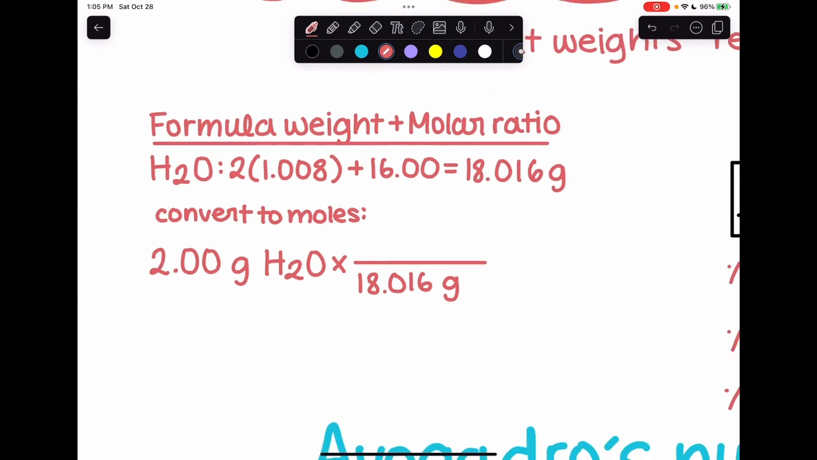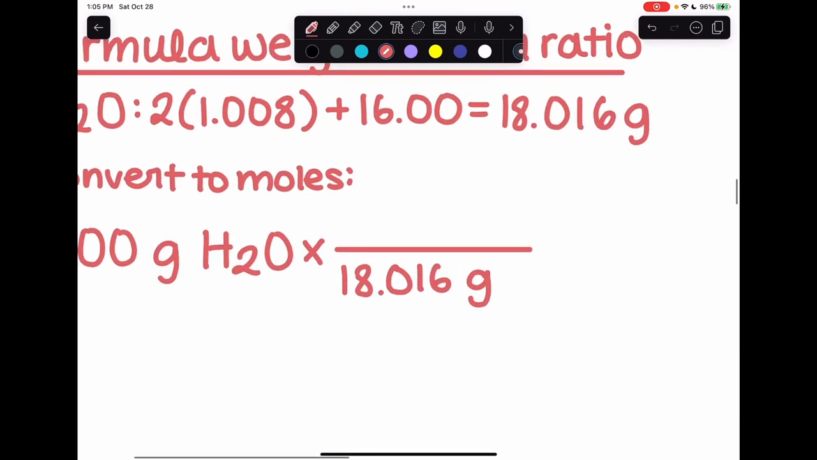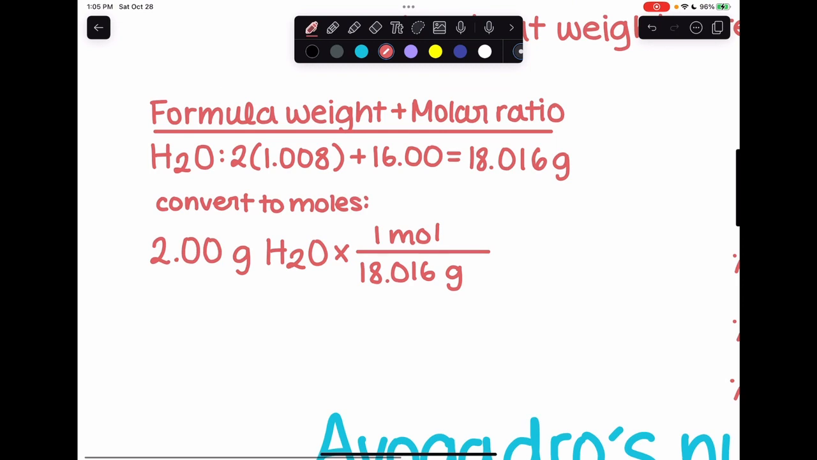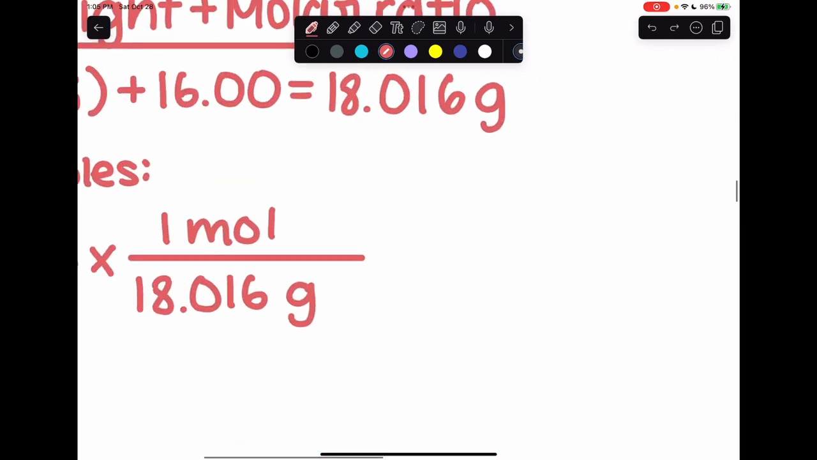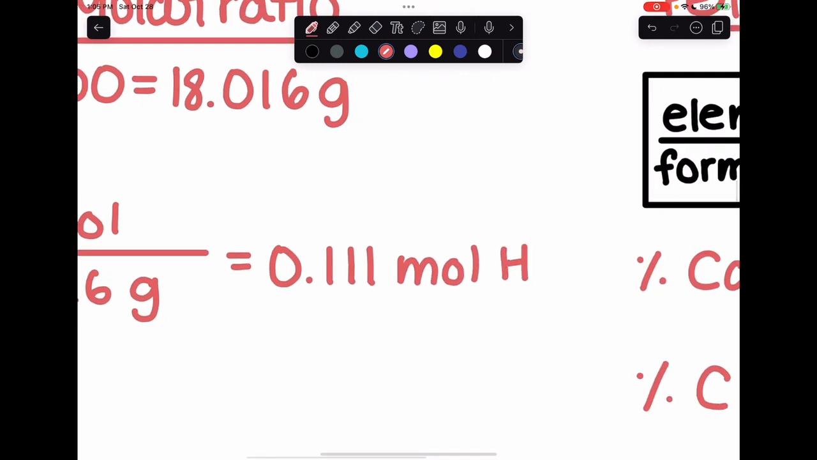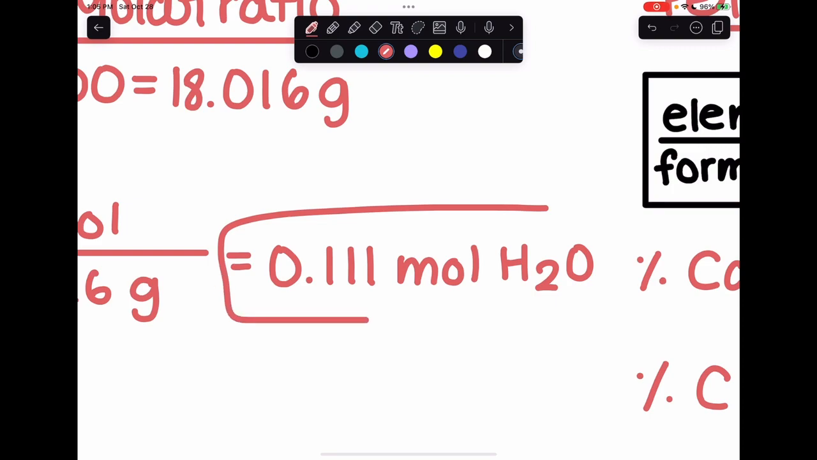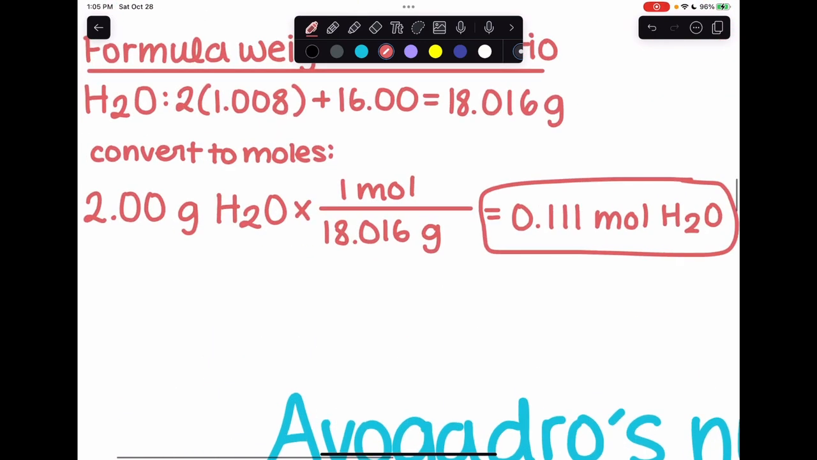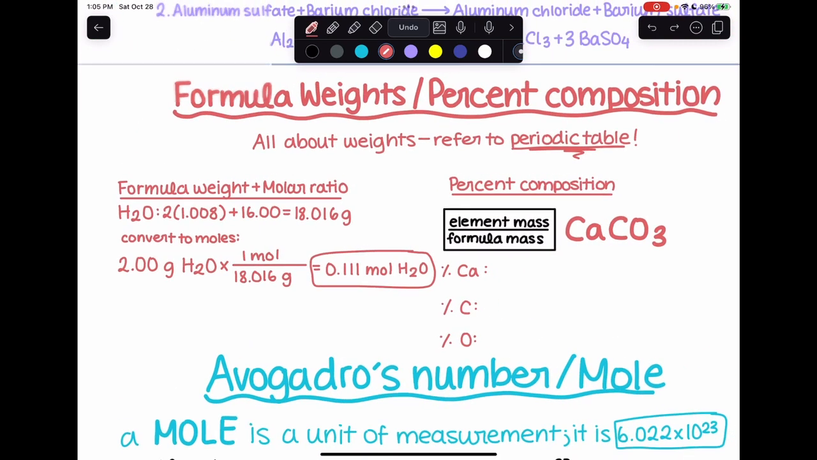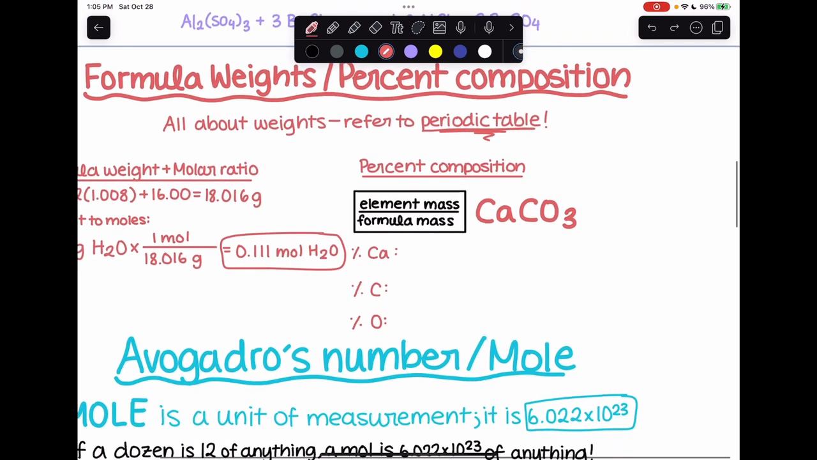You get that? And we can basically use it as a ratio to convert from grams to moles. And that's what I'm doing here. Let's punch it into the calculator. That's about 0.111 moles H2O. Make sure to always write your units and keep the amount of significant figures that are given to you. All right, easy.